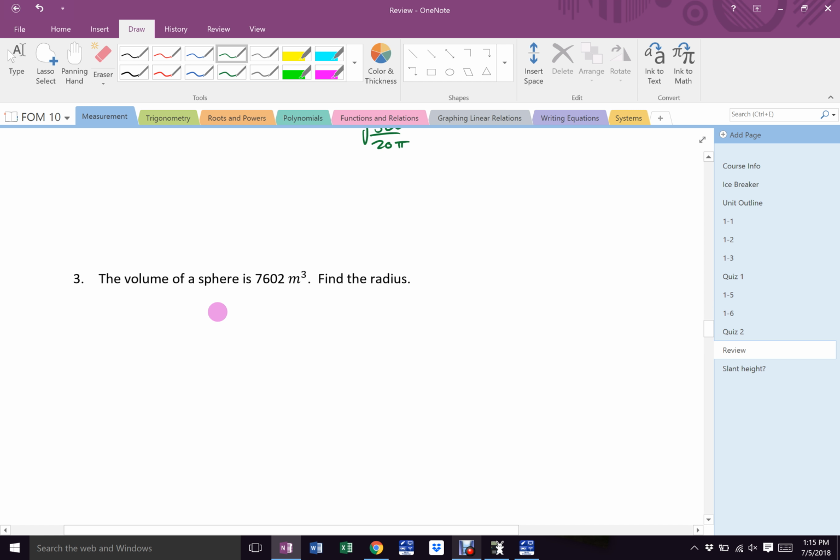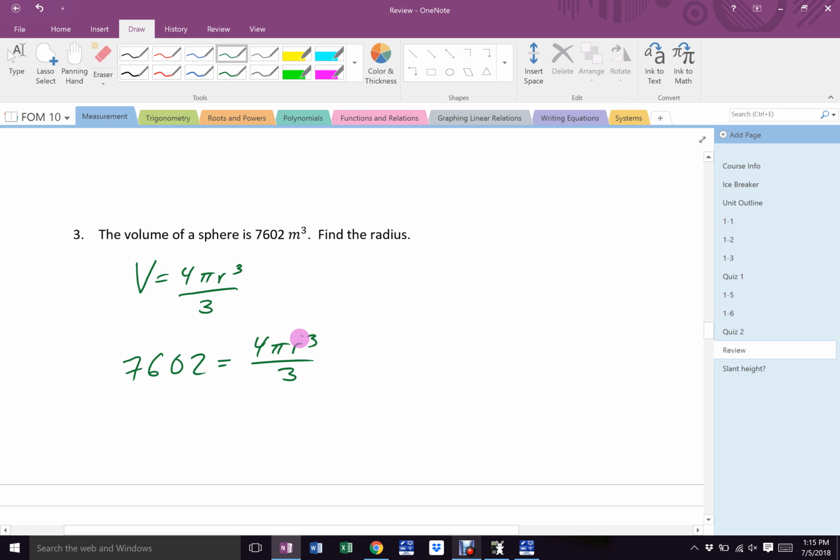You guys are going to try this one. Volume of a sphere. Volume equals 4 pi r cubed over 3. You know the volume is 7,602. 4 pi r cubed over 3. I need to get to r. How will I get rid of divided by 3? I'm going to multiply both sides by 3. That's going to give me a number here, isn't it? I'm not going to do that with my calculator. I'm going to do all my math first.